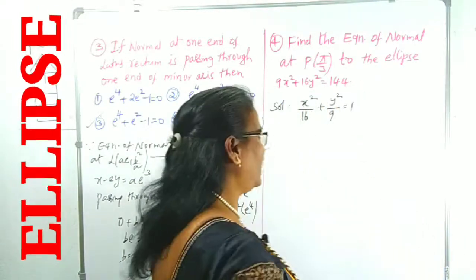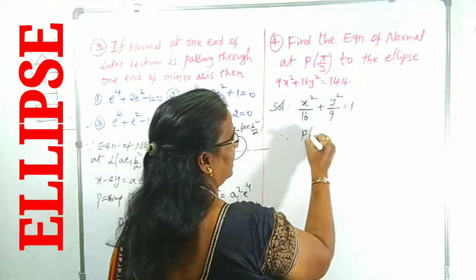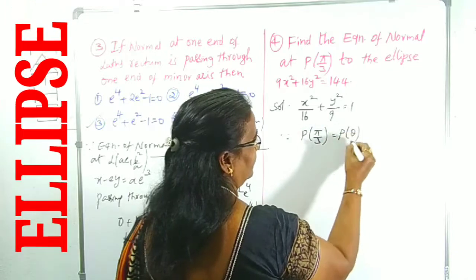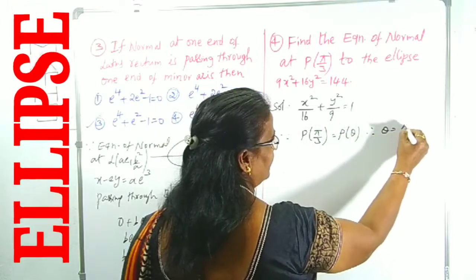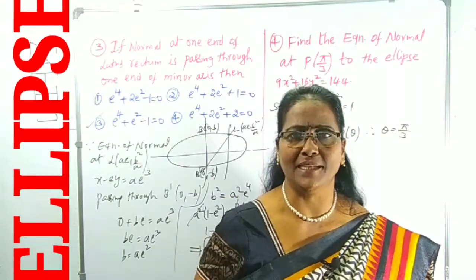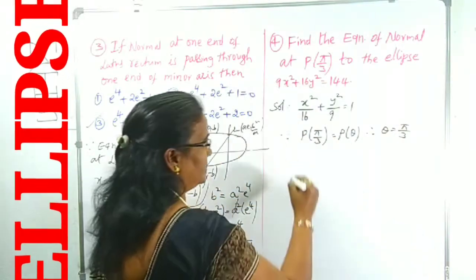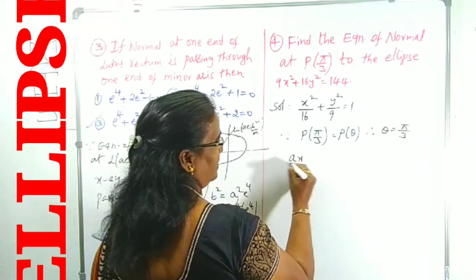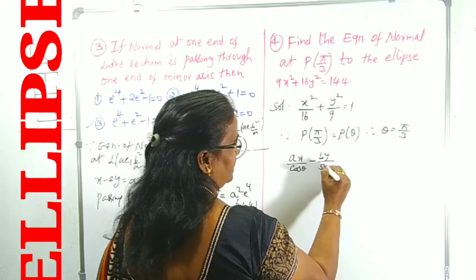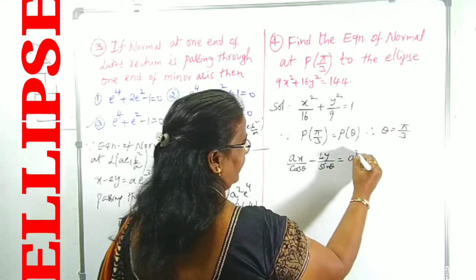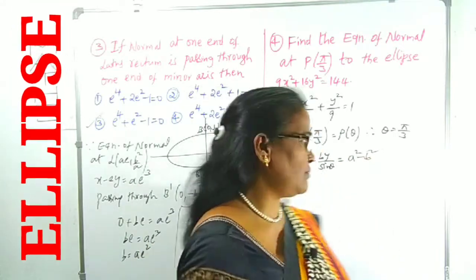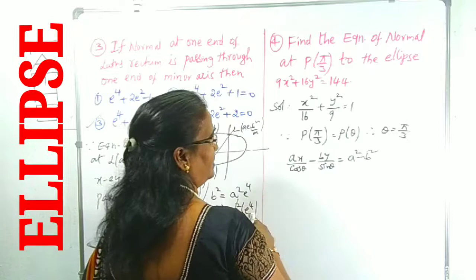Clear? Now, what is the given point? P(pi by 3) is P(theta) we can take. So indirectly theta is given as pi by 3. Parametric point theta we can take as pi by 3. Now, what is the formula? That is ax by cos theta minus by by sin theta is equal to a square minus b square. This is the equation of normal at theta. Substitute the theta and the a square, b square values.